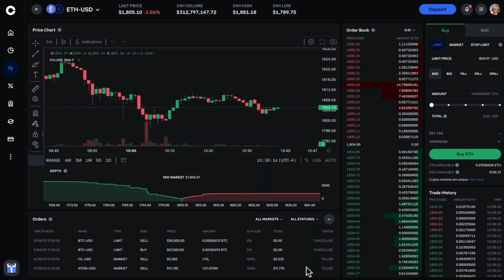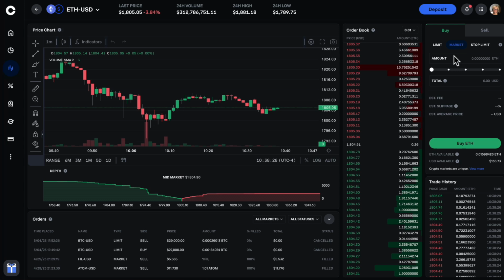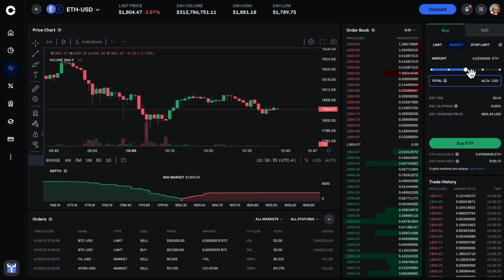Let me show you a little price and fee comparison of market trading under the advanced platform versus a market trade under the simple platform. So let's click on market here. And I'm going to request that I spend half of my available US dollars to purchase Ethereum. Okay, so it's about $68. You can see the fee is 41 cents. So if I do a market purchase, it's going to quote me a price right in this range here, 1804.